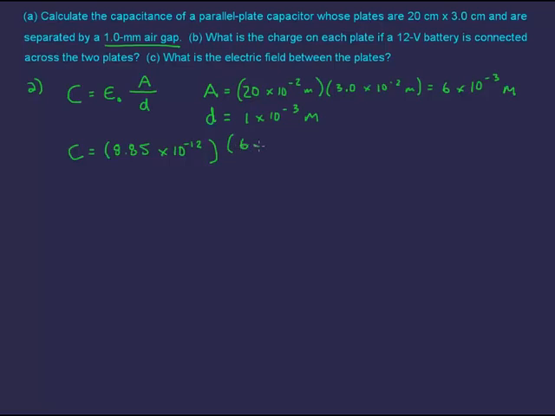Times 6 times 10 to the negative 3 meters divided by 1 times 10 to the negative 3 meters, and it all comes out to 5.3 times 10 to the negative 11.